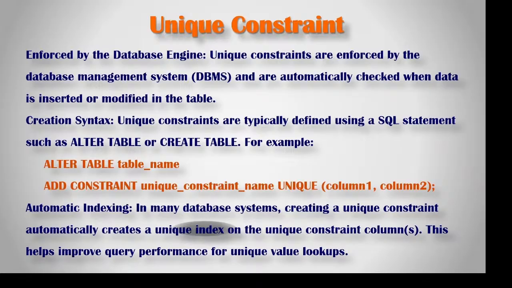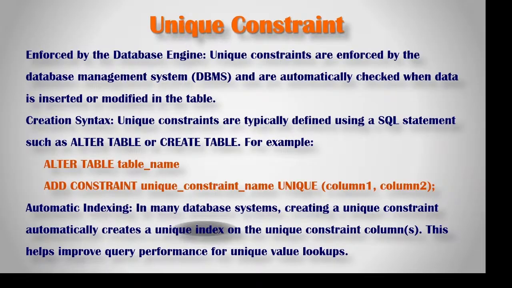Creation syntax. Unique constraints are typically defined using a SQL statement, alter table or create table. For example, alter table table_name add constraint constraint_name unique column1, column2. Automatic index. In many database systems, creating a unique constraint automatically creates a unique index on the unique constraint columns. This helps improve query performance for unique value lookups.